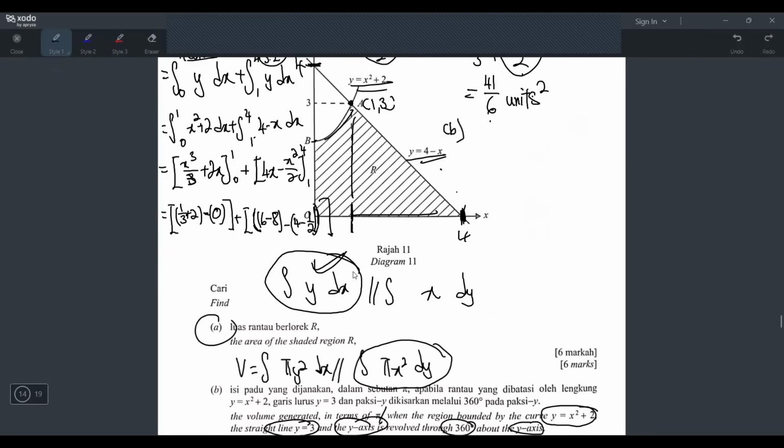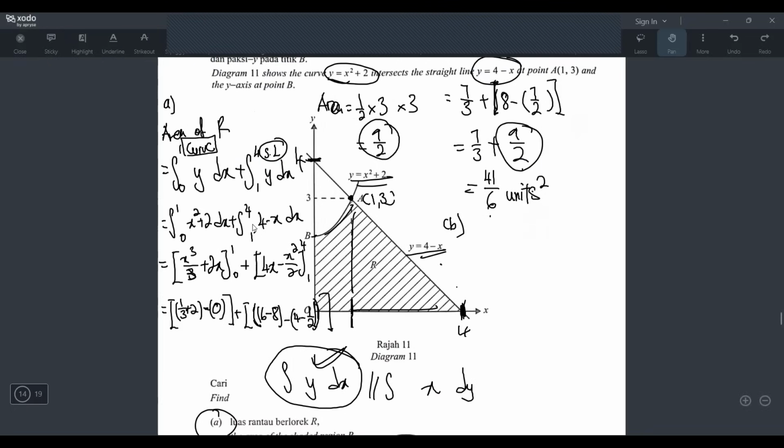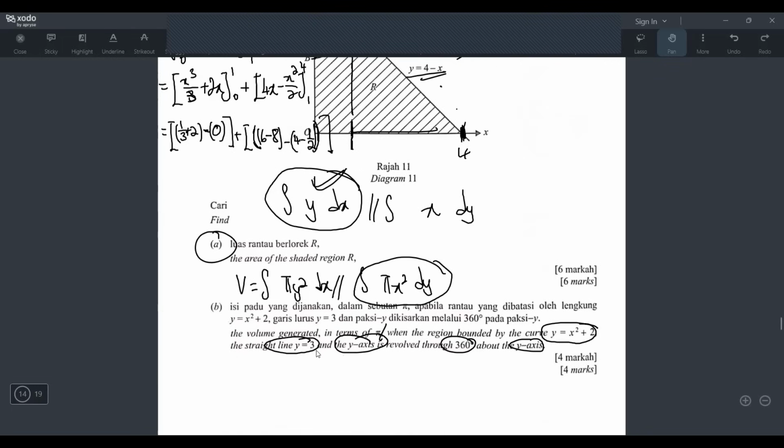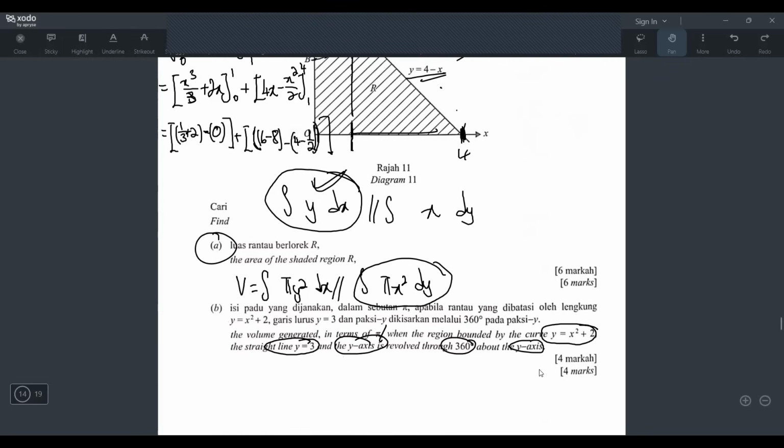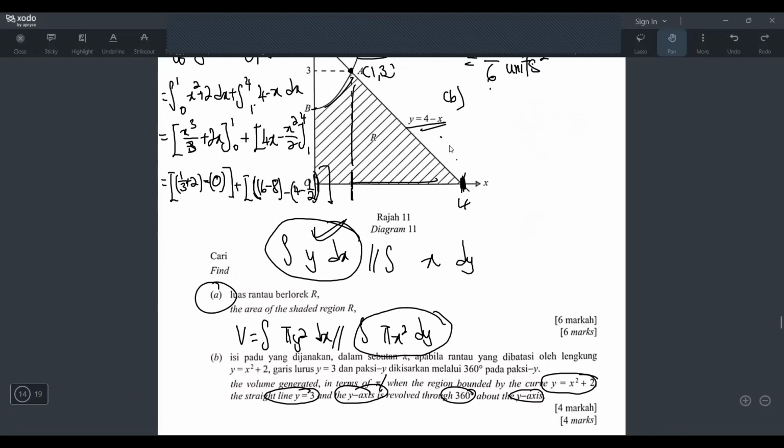Like just now, for the area, for question A just now, I said for this question you can integrate towards x, or you can integrate towards y also. I integrate towards x, but if you integrate towards y, you will get the same answer. But for volume, you have to follow the one they say. It's not like area where you can decide which one is better. For volume, you cannot decide. If they say revolve about the y-axis, automatically it is this formula already.